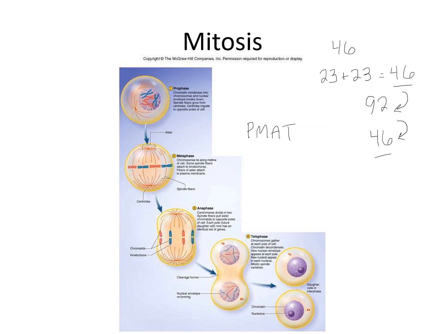And then telophase, the chromosomes gather at each pole of the cell. The chromatin will decondense. The new nuclear envelope will form, so we have to basically repartition the DNA from the rest of the cell content. The new nucleoli appear in each nucleus, and the mitotic spindle will vanish.